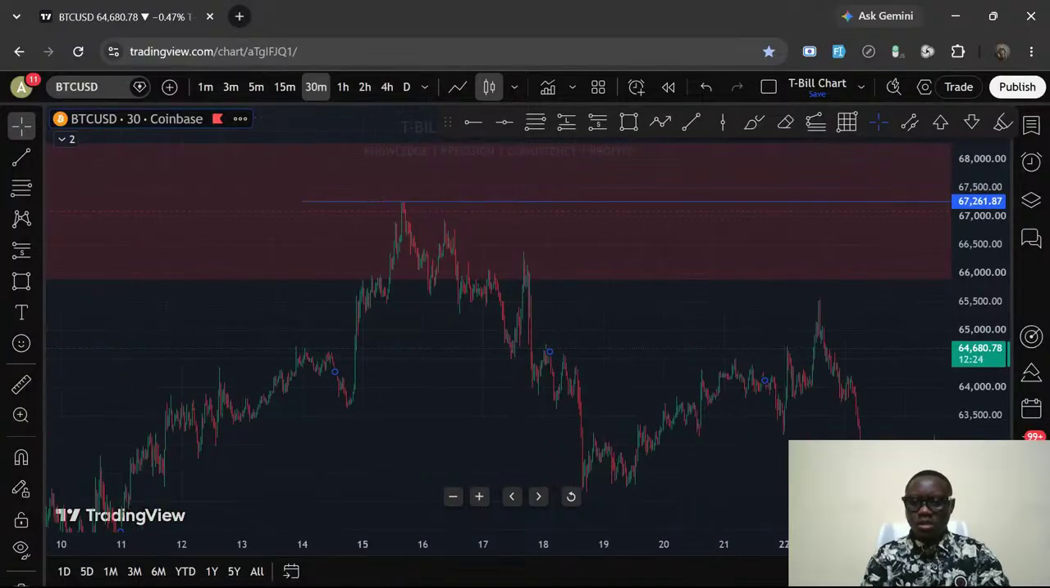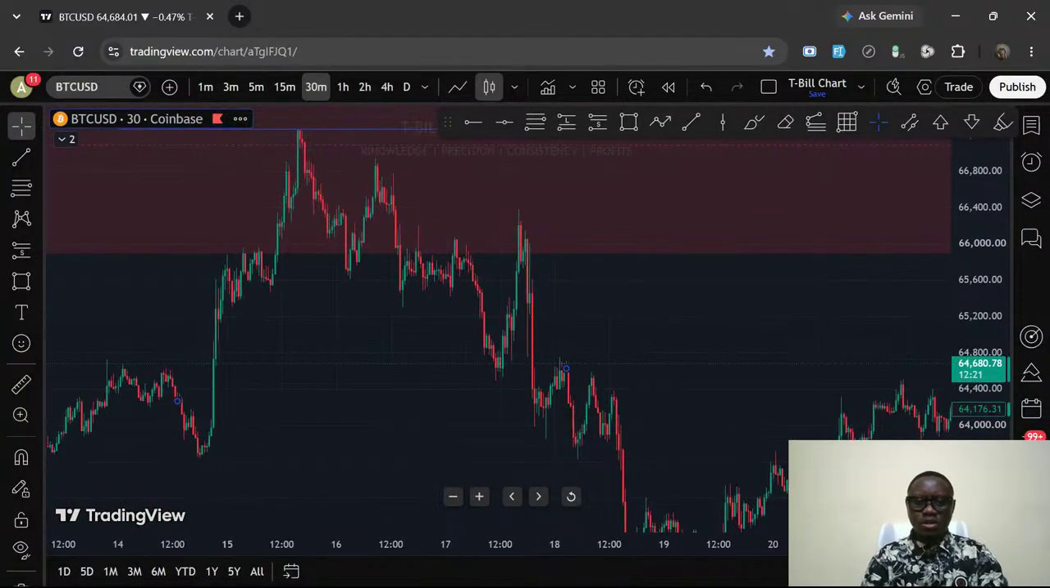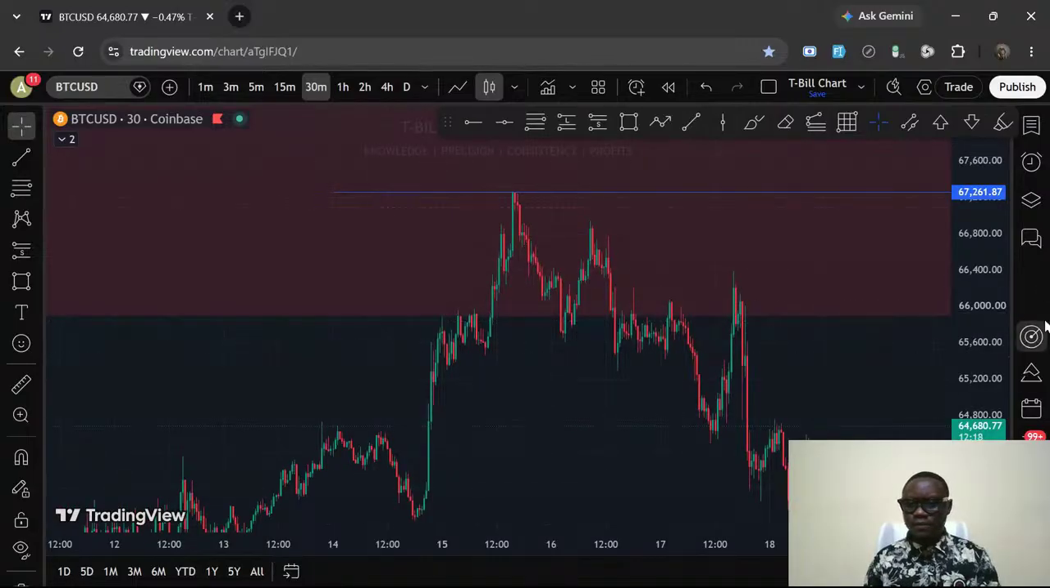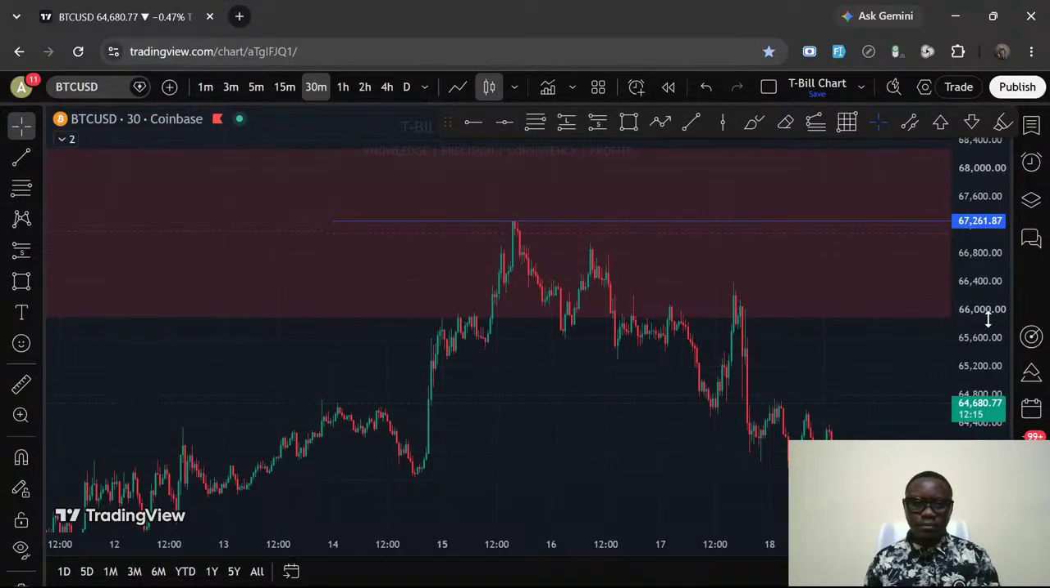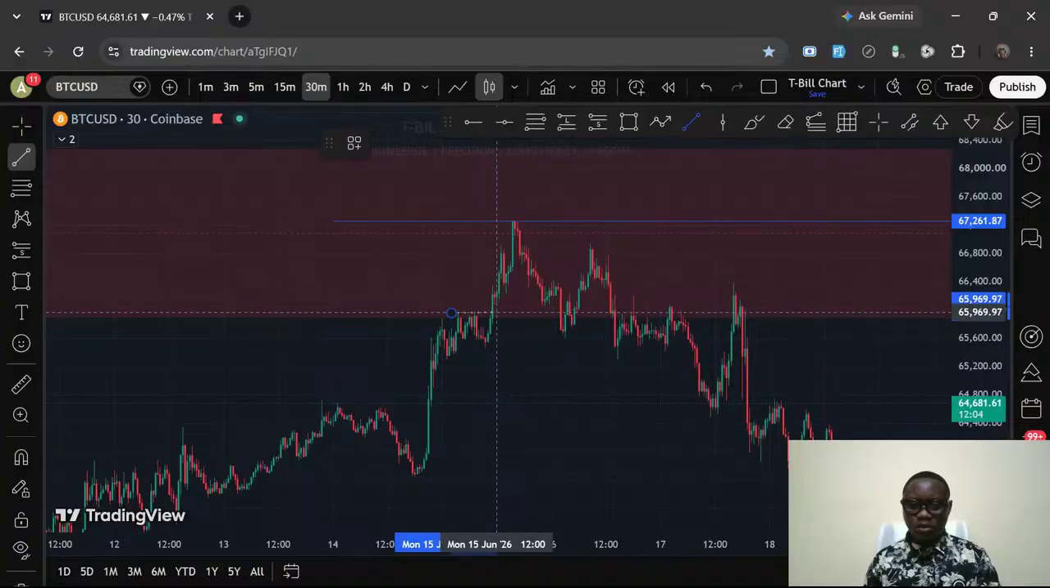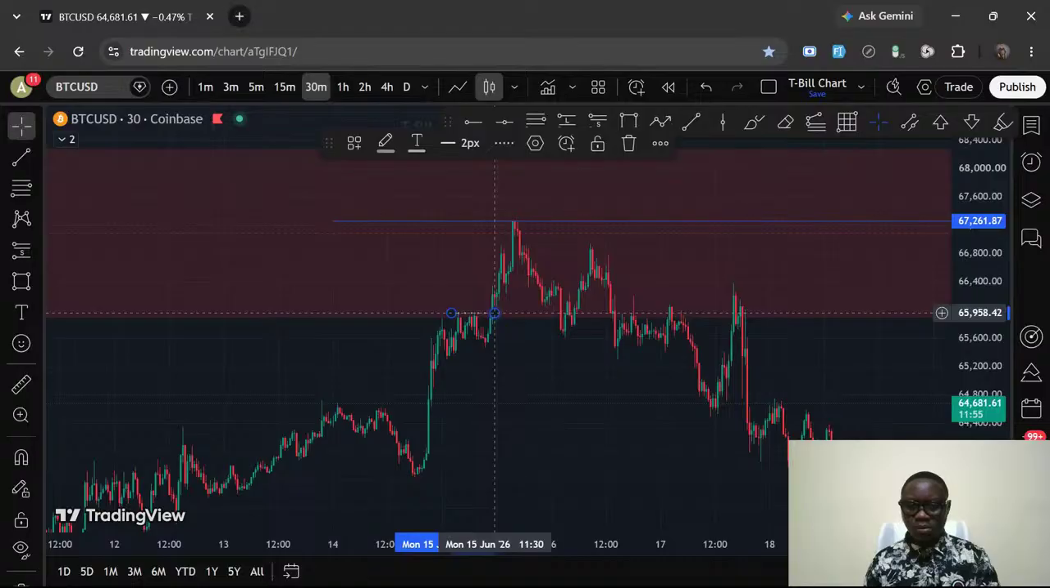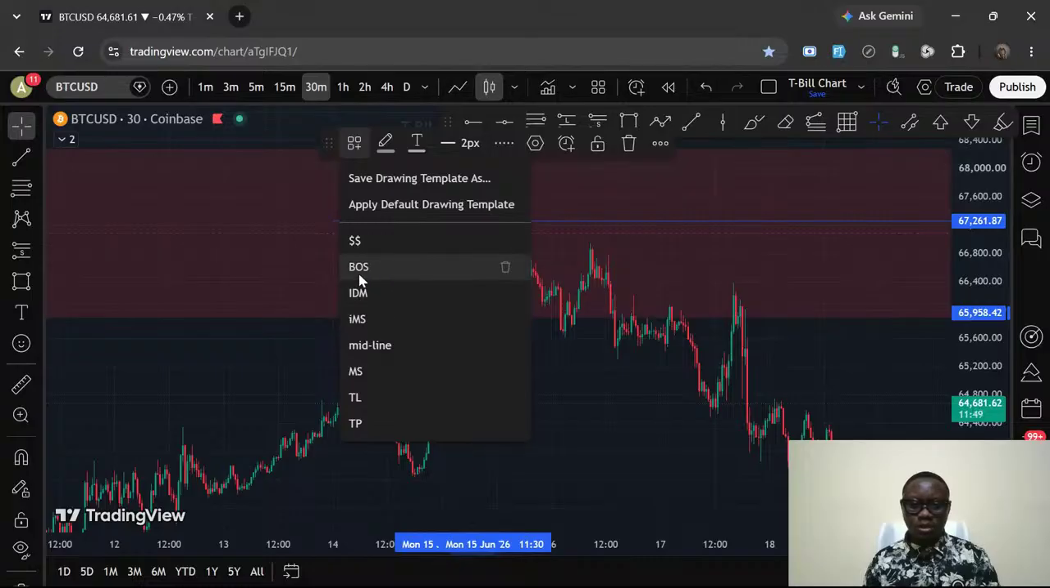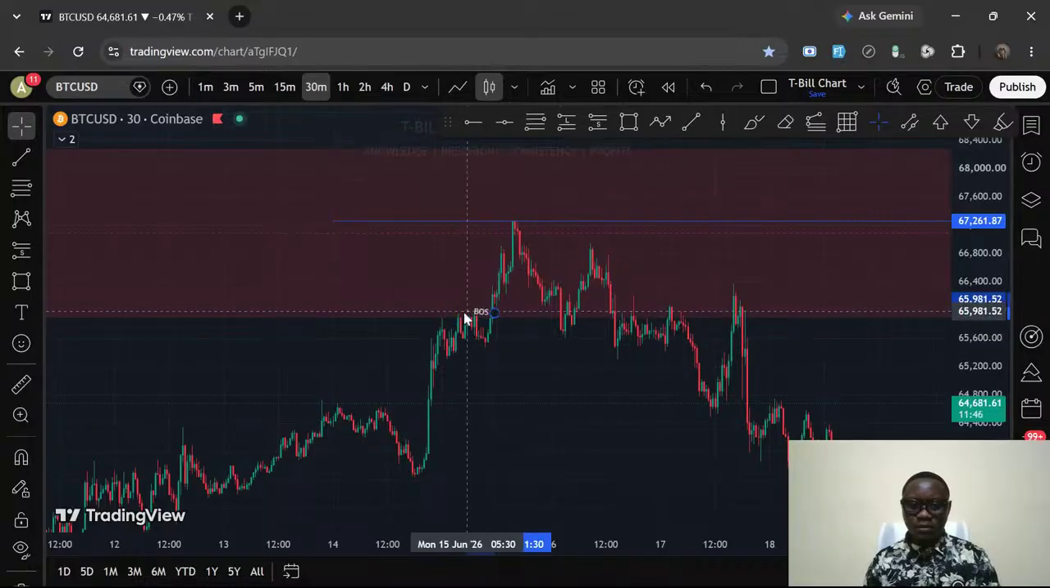Okay, so this is it. Let's look at this structure. So this was the last break of structure to the upside. So we got this POS right here. Got this break of structure to the upside.